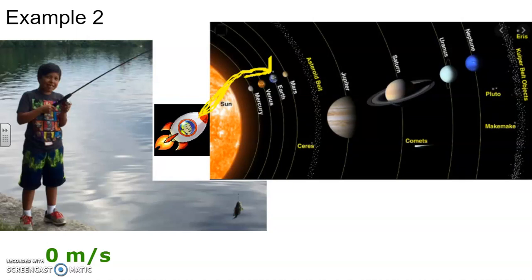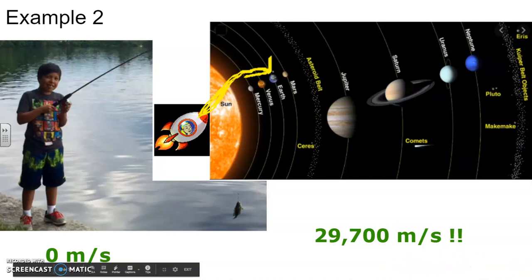Since the Earth is orbiting the sun at 29,700 meters per second, an observer standing on the sun, ouch, that'd be hot, would say that you're moving 29,700 meters per second. So both are correct, 0 meters per second and 29,700 meters per second. It just depends on the frame of reference.